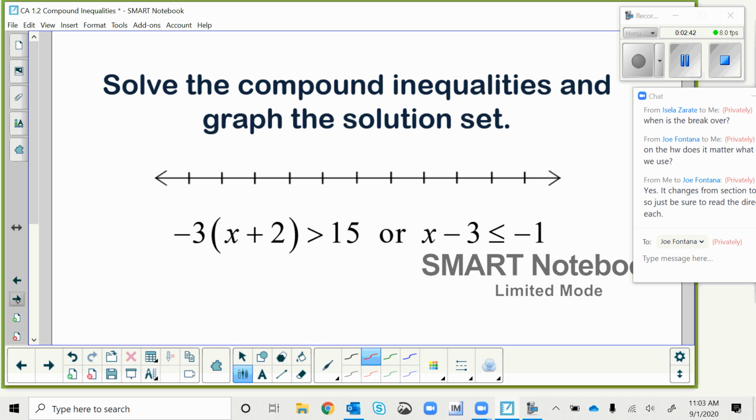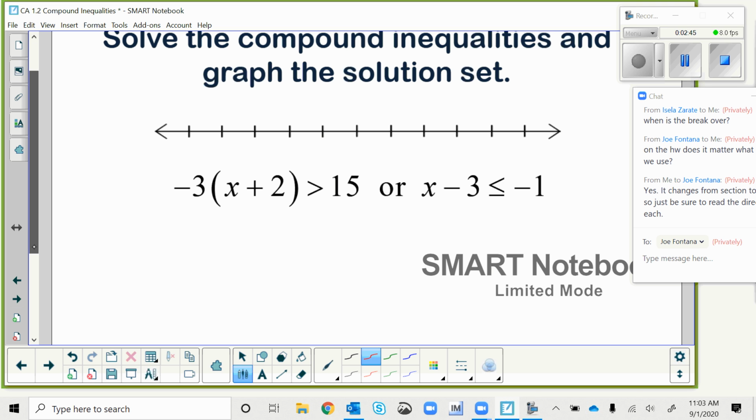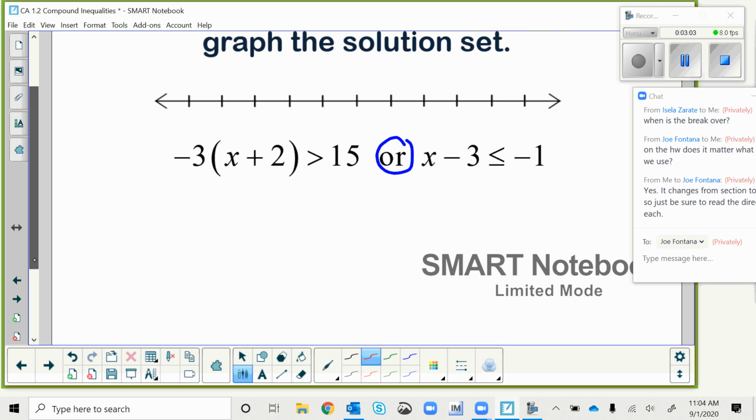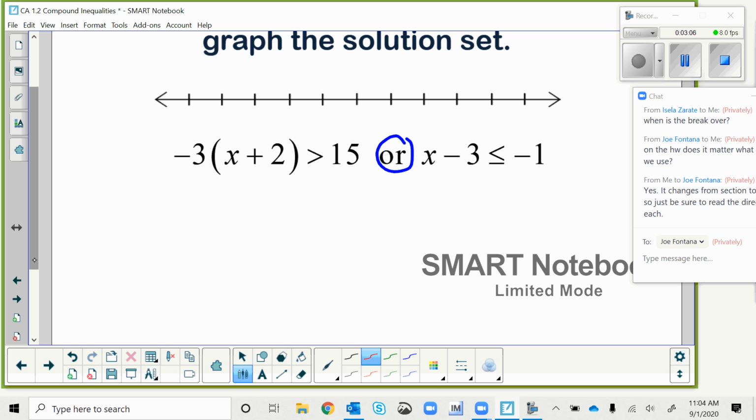So here we have an "or" compound inequality. It's a compound inequality because there are two of them, and it's "or" because it says "or." The first thing you want to do, before even thinking about the entire problem, is solve those inequalities one at a time. For the first one, I will distribute the -3. You can divide, but I'm just going to distribute to be consistent with what we've been doing.